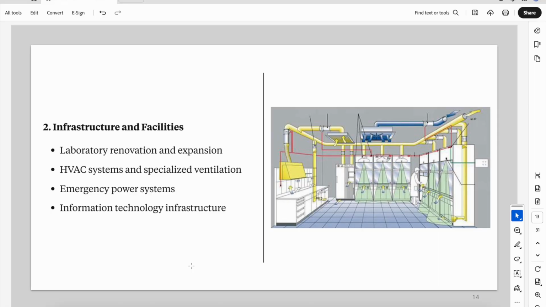Number 2, infrastructure and facilities. Major facility improvements often require significant capital investment. Laboratory renovations and expansions to accommodate new equipment or comply with updated regulations. HVAC systems and specialized ventilation to maintain proper environmental conditions for sensitive testing. Emergency power systems to ensure continuous operation during power outages. Information technology infrastructure, including servers, network equipment, and cybersecurity systems.